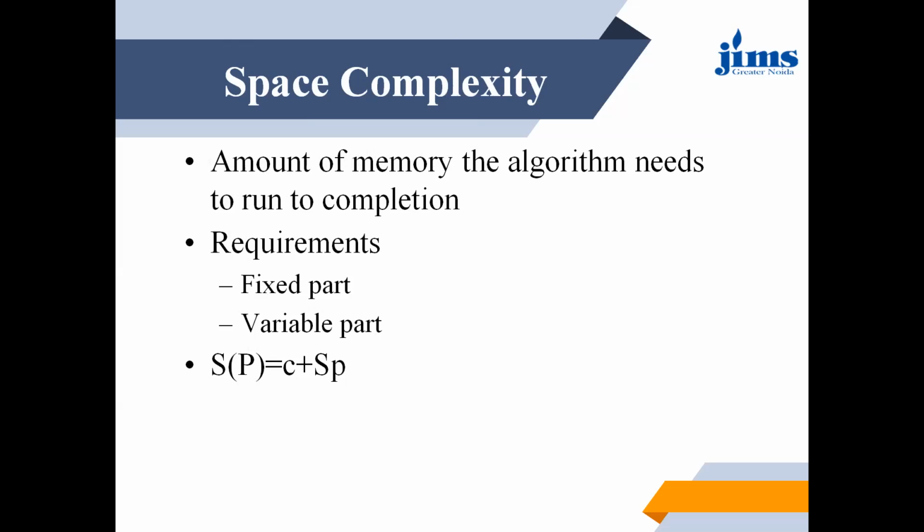Fixed part and variable part. So space complexity will have two parts, fixed part and variable part. So what we can say, S(P) equals C plus S(P), that means fixed part plus variable part.